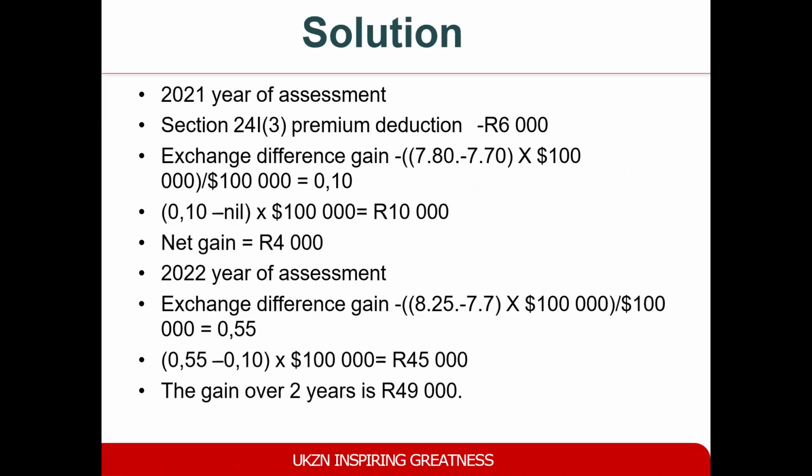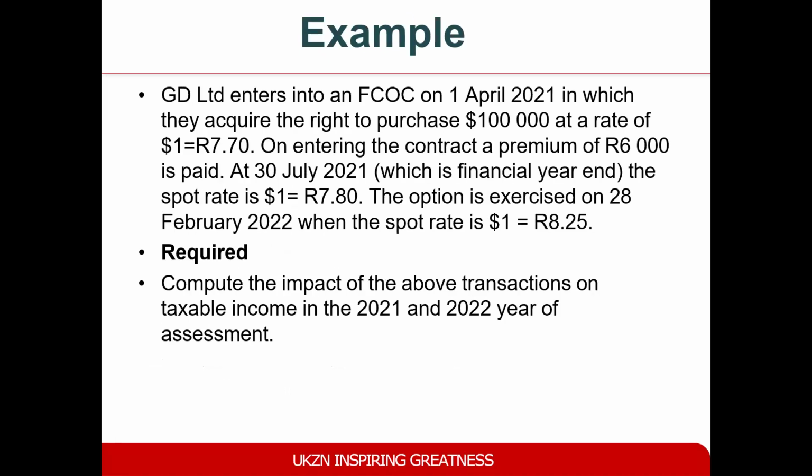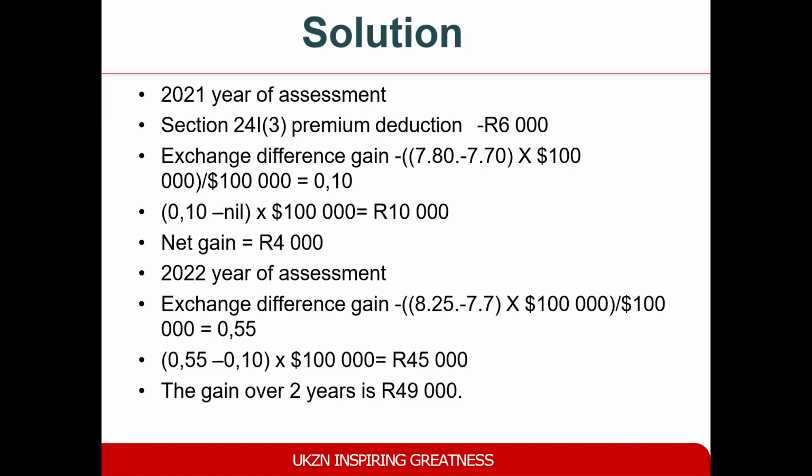Yes, okay. Now, 2021 year of assessment, they are just going to have the premium. What did we say? On a transaction date, you've got nil. Now, on a realization date, you need to have the difference. Then you divide by the forex item. So as you can see here, we've got R7.80 at year end minus R7.70 times 100 divided by 100, which is 0.10.